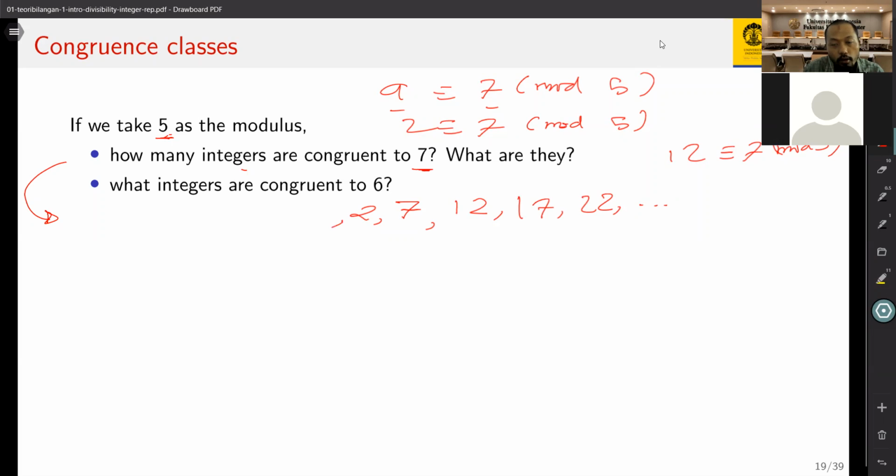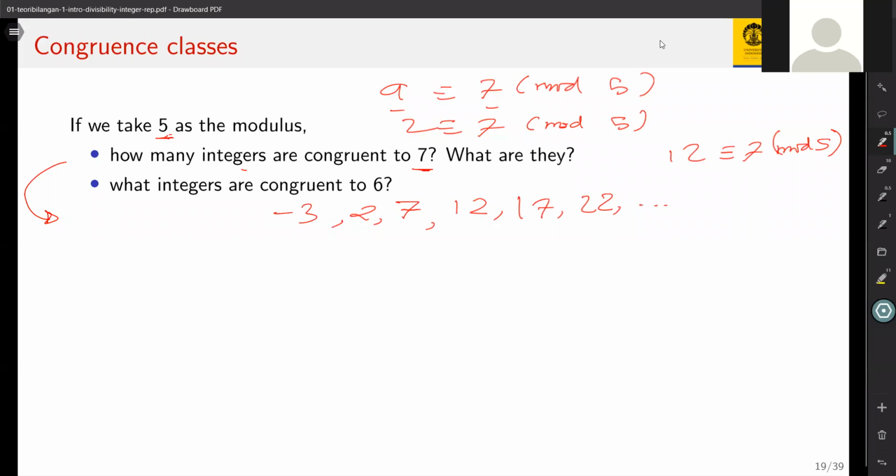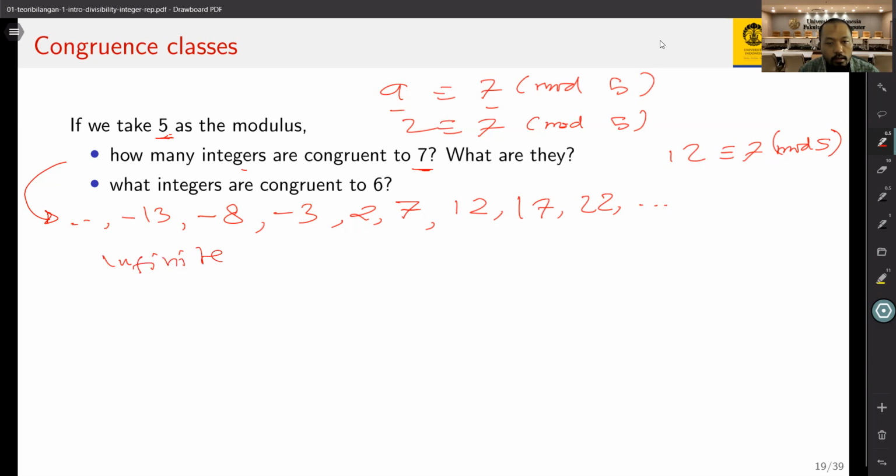Is there any integer less than 2 that is congruent to 7? Like what? Minus 3, perhaps. Minus 3, correct. And then minus 8, and minus 13, and so on. So the answer is infinite. There are infinitely many.